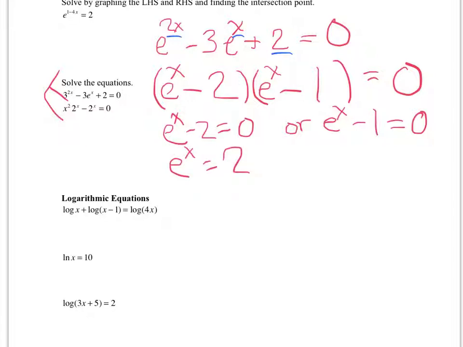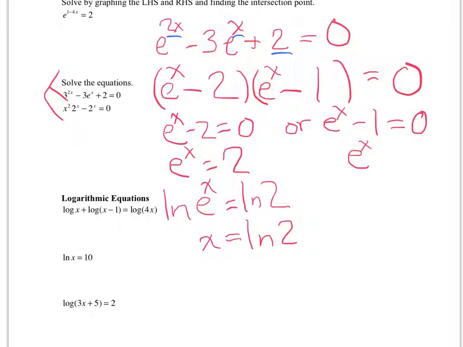And now we can take the natural log of both sides, since the exponential function we're using is a base e function. So the natural log of e to the x equals the natural log of 2. And of course, the natural log of e to the x is just x. And so we get the solution x equals the natural log of 2. On the other hand, we have e to the x power minus 1 equals 0, which gives us e to the x power equals 1. And we know that the exponent has to be 0 because e to the 0 is 1, so x equals 0. So there are our two solutions. x equals the natural log of 2, x equals 0.